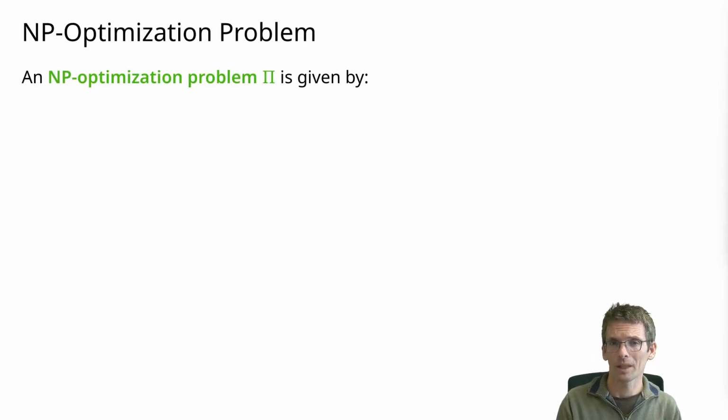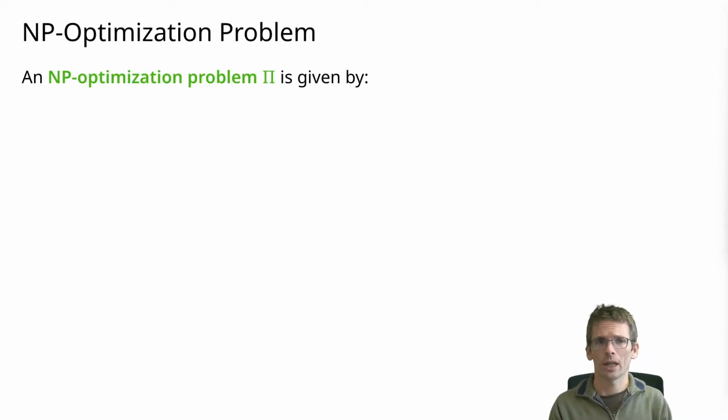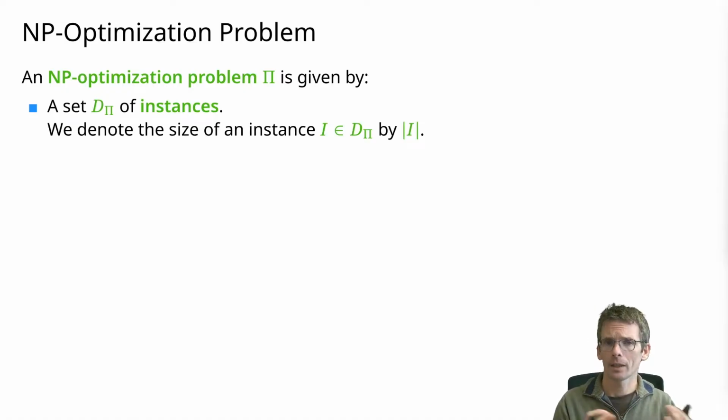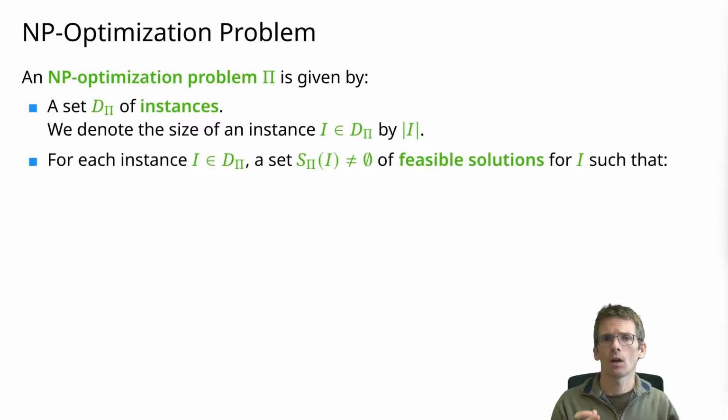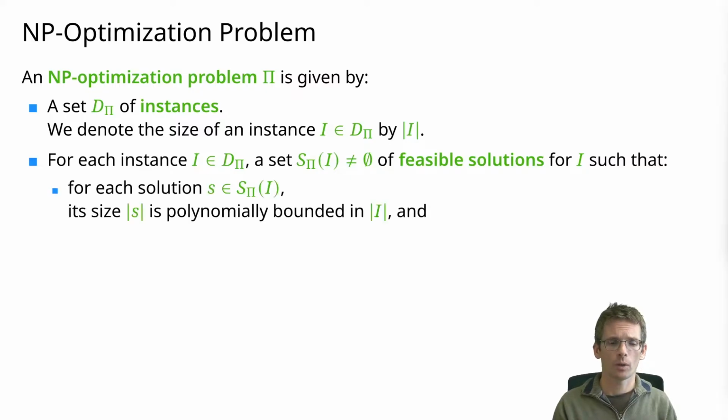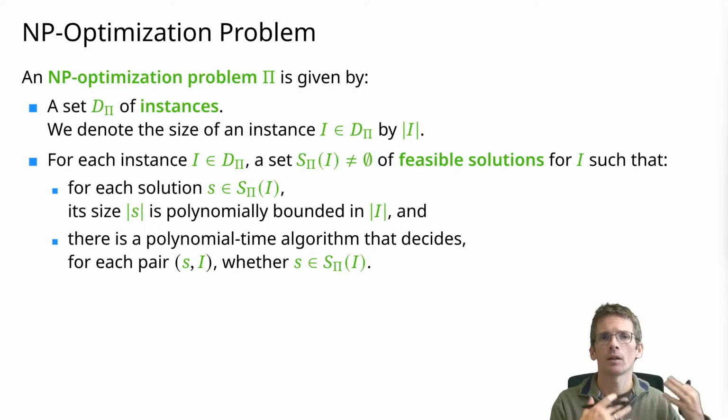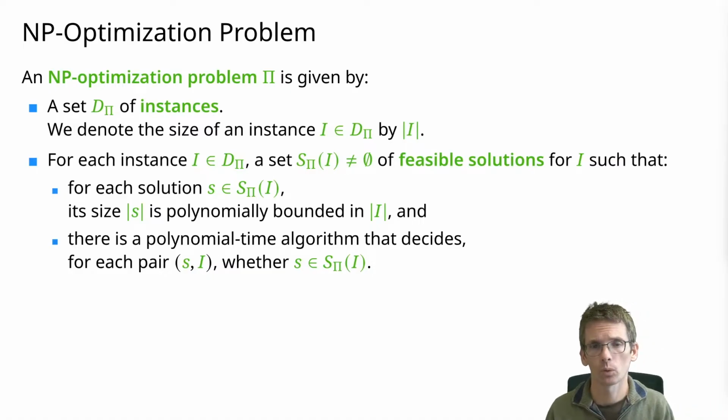And the first concept is an NP optimization problem. An NP optimization problem is given by a set of instances. And for each instance, we have a set of feasible solutions with the following properties. So first of all, we want to be able to bound the size of the solution in terms of the size of the instance. And then we want to, for a given S and an instance, be able to, in polynomial time, check whether S is actually a feasible solution to I.